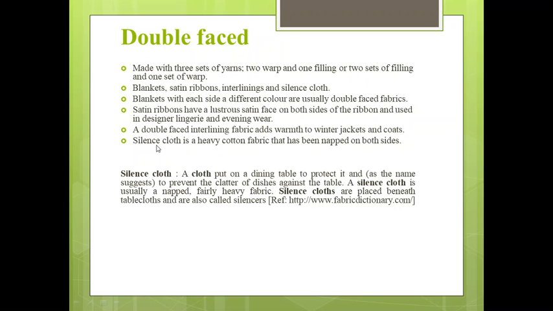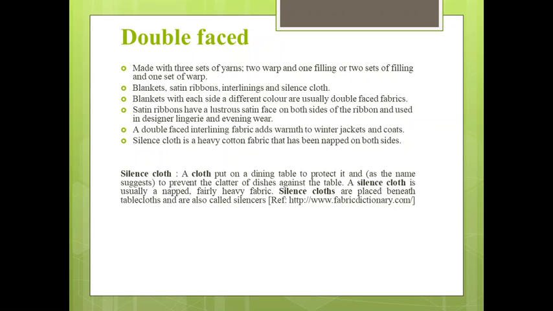Silence cloth is also produced by this method and comes in the category of double faced. It's a heavy cotton fabric that has been napped on both sides. As per fabricdictionary.com, the silence cloth is a cloth put on a dining table to protect it and to prevent the clatter of dishes against the table. This silence cloth is usually a napped, fairly heavy fabric. The silence cloths are placed beneath the tablecloth and are also called the silencer.